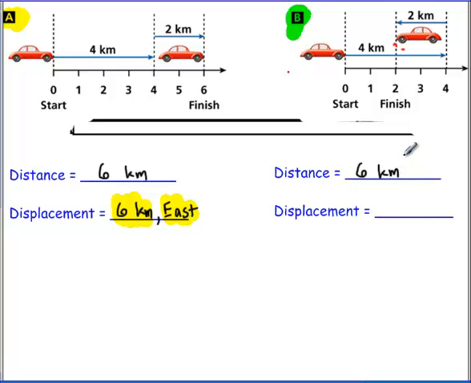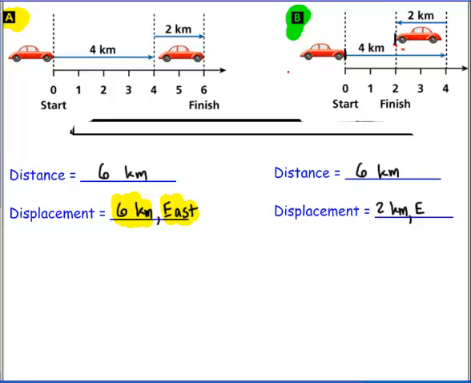The displacement, on the other hand, is different. Remember, the displacement is how far away do you end up from your starting position. And if we look at the front of the car, it starts here and it ends up here. The total displacement for this car is 2 kilometers to the east or to the right. Notice again that my displacement is telling me how far away and in what direction I end up compared to my starting position.